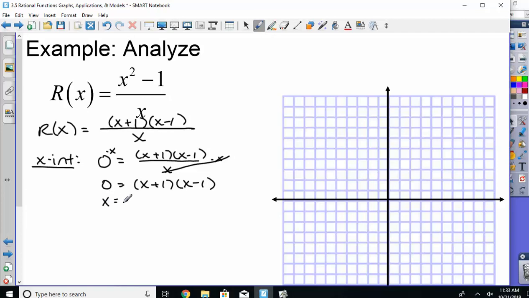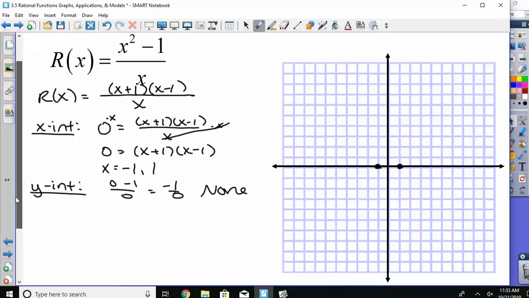So what do we get? -1 and positive 1. You set each of those parentheses equal to 0. So this one actually hits the x-axis twice. Y-intercept, if you plug in a 0 for your x, you get -1 over 0. Can you do that? So that means there is no y-intercept. This graph will not cross the y-axis.